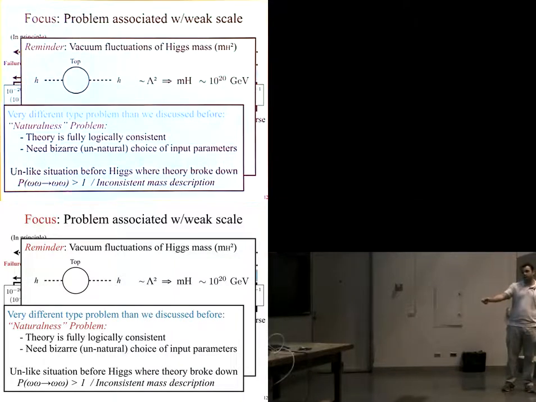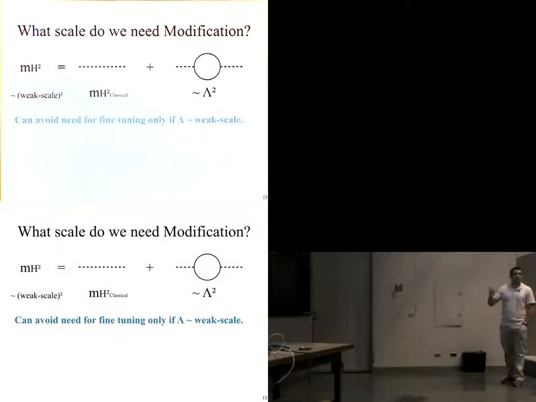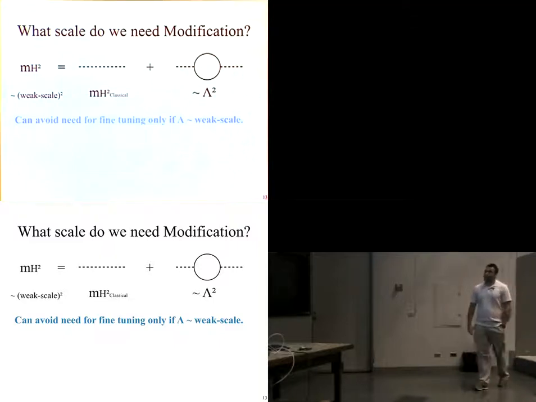So it's really unlike the situation that we've had before that we talked about with the need for the Higgs. There, the theory without the Higgs was really logically inconsistent. You had this scattering of W bosons that gave probabilities that were bigger than one, and you couldn't put mass into the theory in a consistent way. So it's really a different flavor of problem.